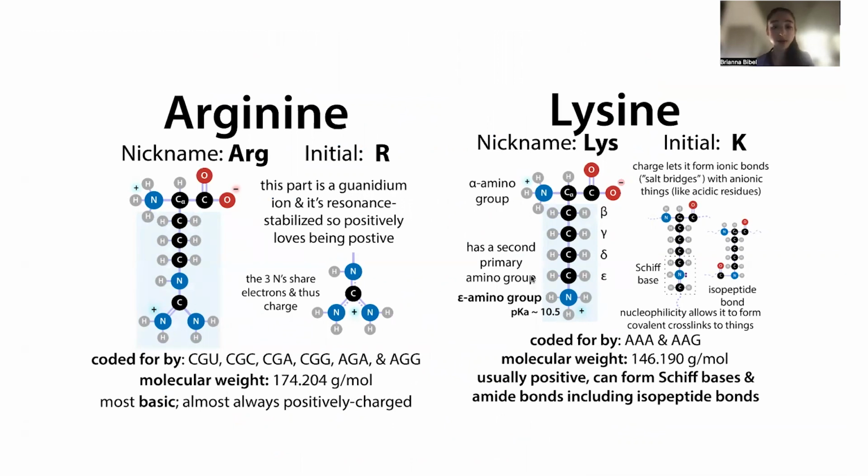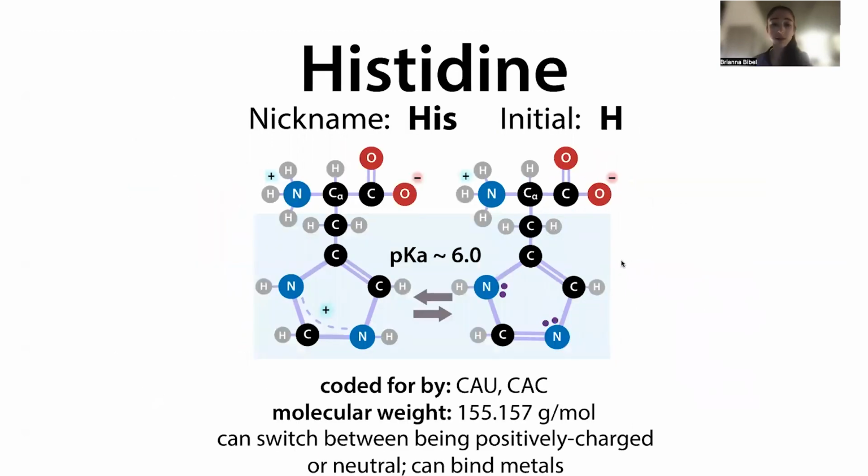Lysine, you're almost always going to find it in that positively charged state too, but it's easier to pull off a proton. And when you do this, you're going to turn lysine into a strong nucleophile, as we'll talk about. With histidine, it's more complicated.